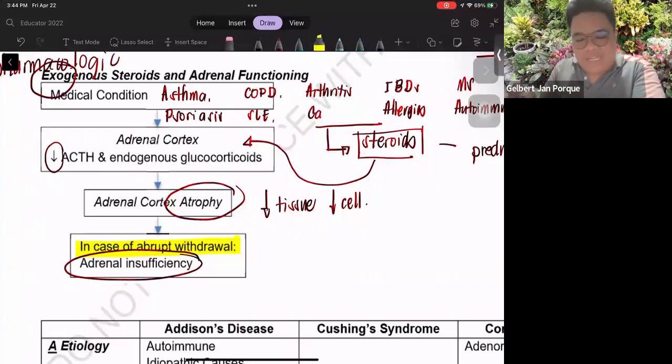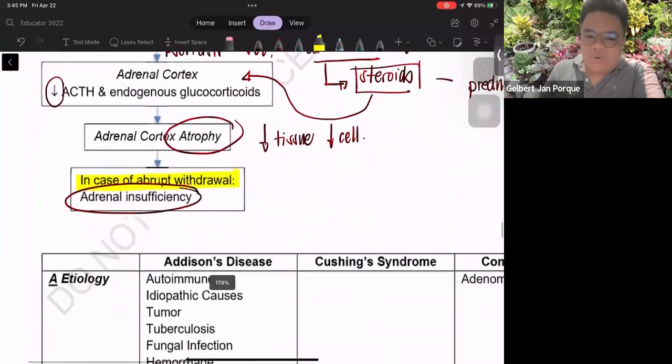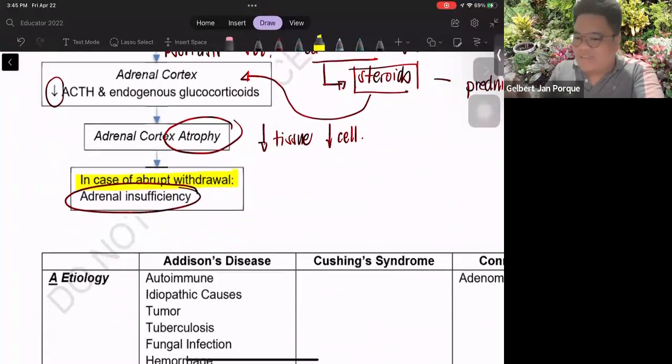And the negative feedback mechanism would stop. It would stop functioning. Now, if you do it abruptly, for example, the patient has no money and stops prednisone, tomorrow morning your patient will undergo adrenal insufficiency. When I say adrenal insufficiency, would that be Addison's disease or Cushing's syndrome? Okay, that would be signs and symptoms of Addison's disease.